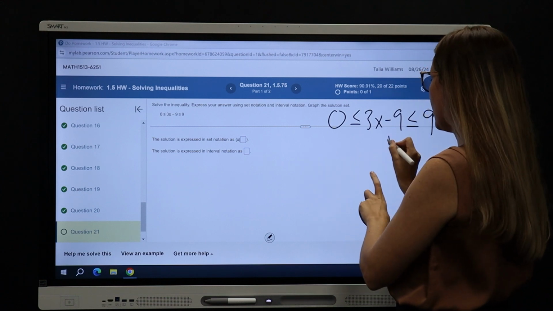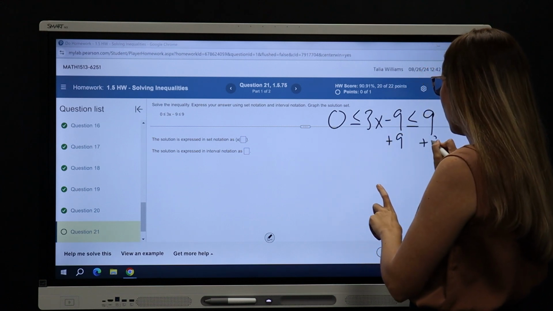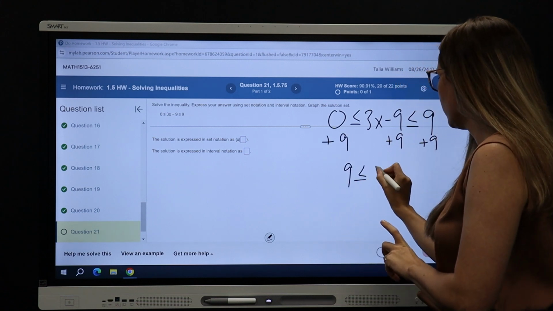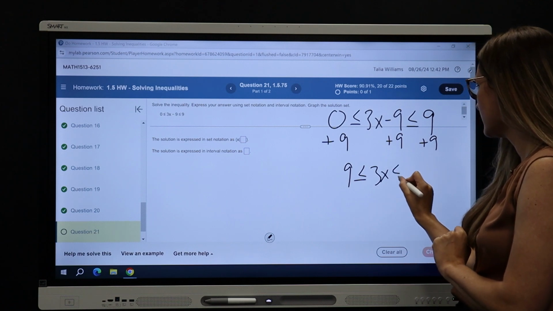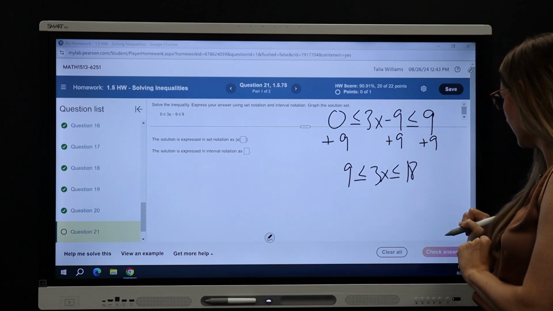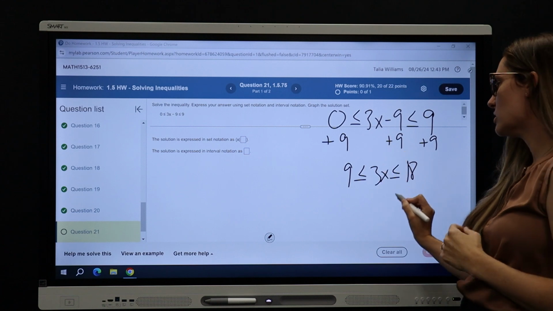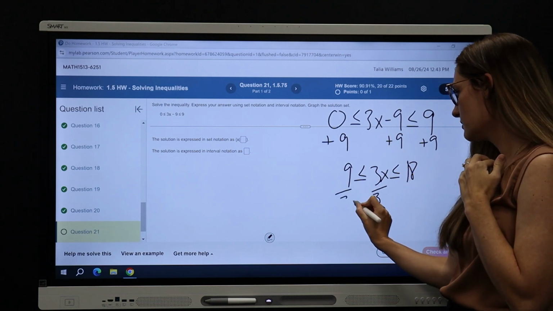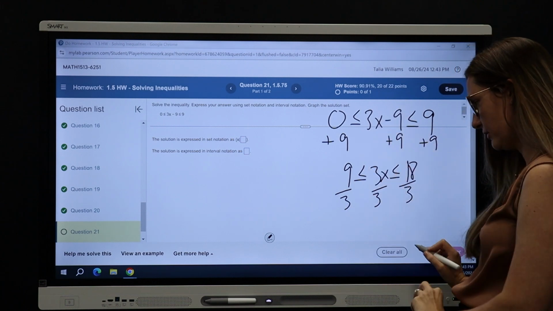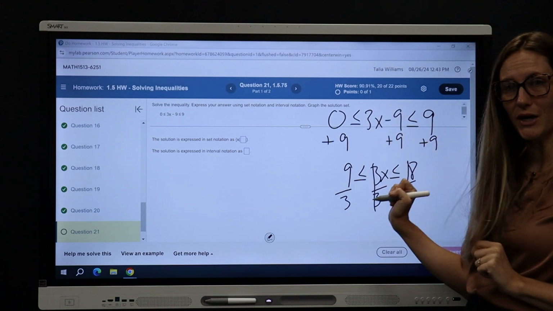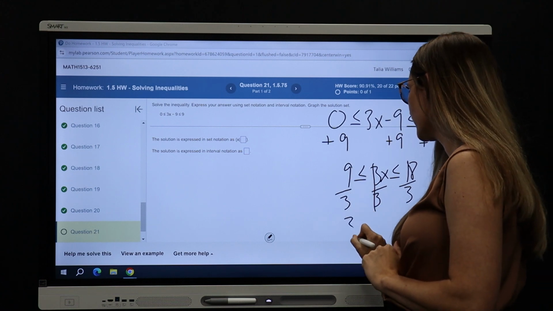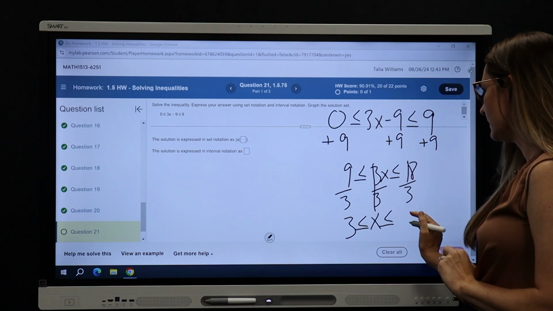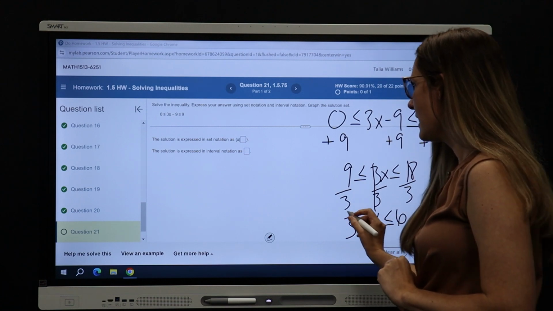So first we're going to add 9. But when we do this, we have to add it to both sides. So we have 9 is less than or equal to 3x, which is less than or equal to 9 plus 9 is 18. Now then, it has to just be x in the middle, so the opposite of multiplying is division. So we're going to divide by 3 everywhere. So 3 divided by 3 is 1. 9 divided by 3 is 3, less than or equal to x, which is less than or equal to 18 divided by 3 is 6.